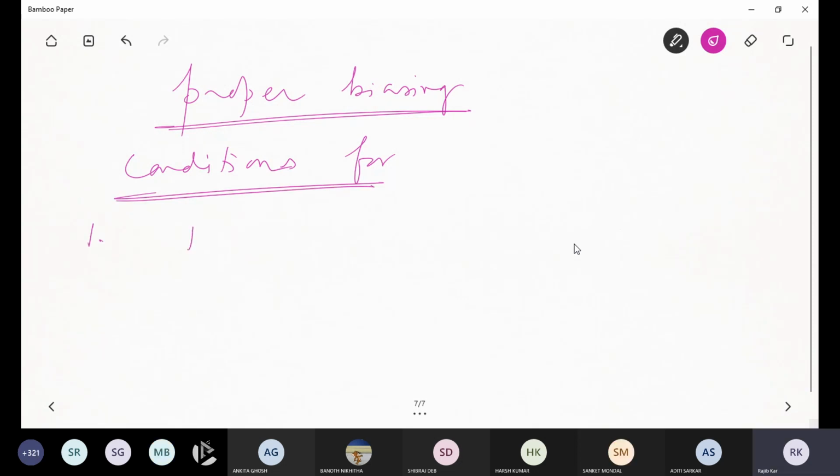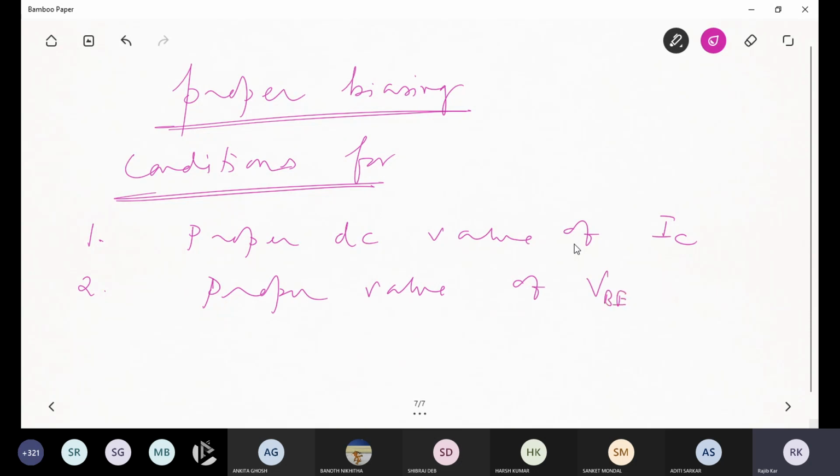First, you have to select a proper DC value of collector current. Then a proper value of VBE. This VBE will give rise to the value of IB. Normally this is 0.7 volt for silicon and approximately 0.3 volt for germanium.